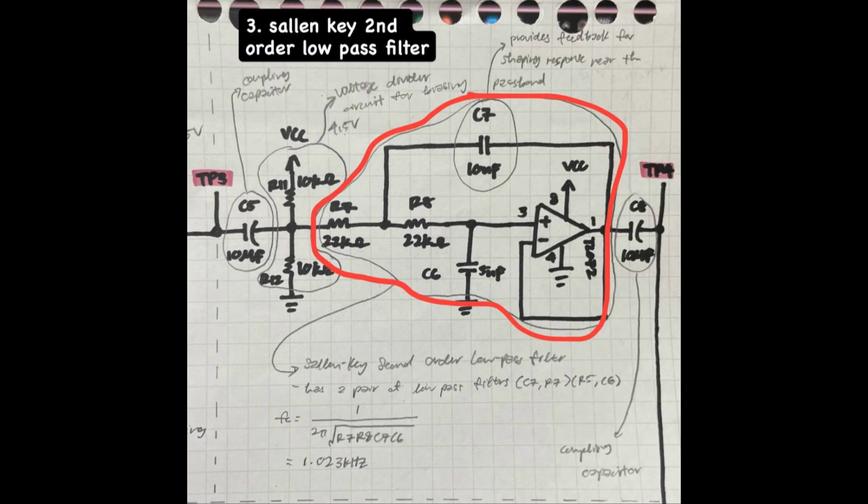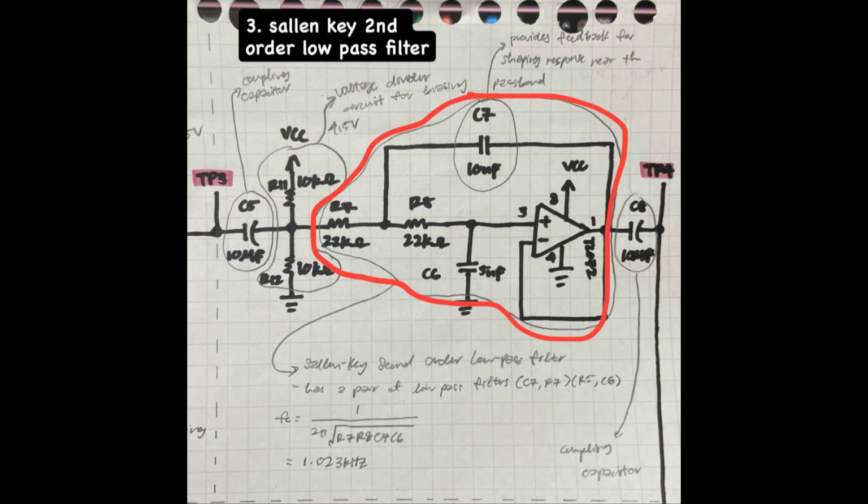Next, you can see that there is a key second order low pass filter because of the pair of low pass filters. R7 and C7 form a low pass filter, while R5 and C6 form another low pass filter. C7 provides feedback for shaping the response near the edge of the pass band.